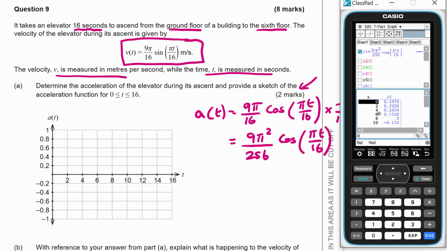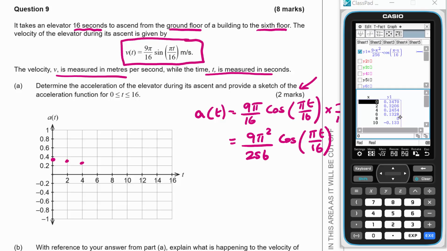So 0, I've got 0.347, so that's going to be sort of around here. And 2 is 0.32, so it's probably around there. And then 4, 0.245. So actually 0.347 would probably be a bit higher there. 0.32 is going to be sort of there. And then 0.25 is probably about here.